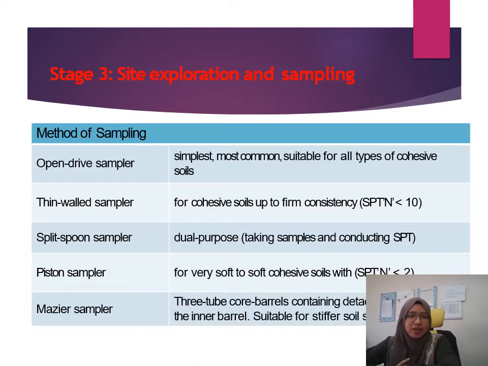Okay, so next is method of sampling. During site exploration, you have to take samples. This is some of the samplers that we have to get the soil sample. We have various types of sampler here: open drive sampler, thin wall sampler, split spoon sampler, piston and Messier sampler, right?